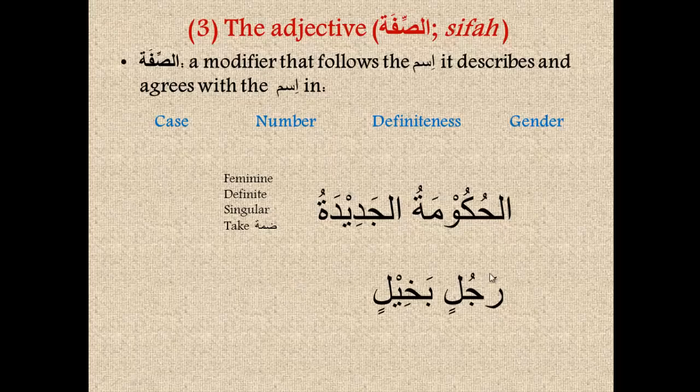Example number two, we have the phrase rajulin bakhilin, which means stingy man. Again, we have agreement in the gender, both are masculine, both are indefinite with the tanween, both are singular, and both take a kasra.